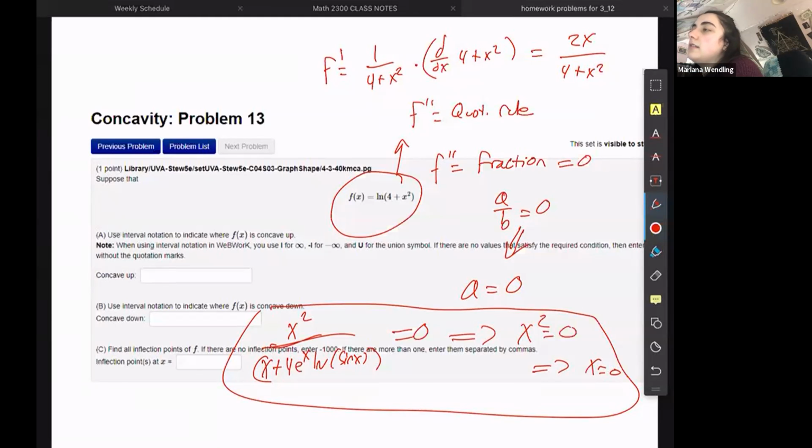I'm still having troubles with the concavity part, problem 3. Okay, I will maybe join up with you after I split people up and we can look at yours.